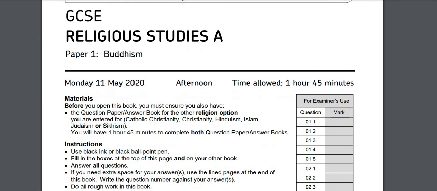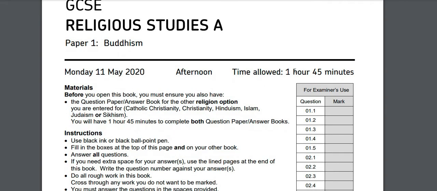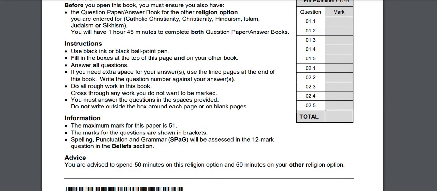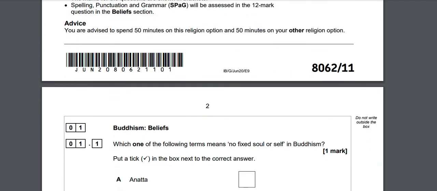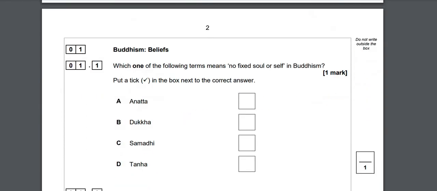You'll get two booklets, one for Buddhism, one for Christianity, and the exam is an hour and 45 minutes. In that exam you'll have 4 24 markers. And remember, we've been practicing this timing since year 9. It will be 1 mark per minute, which means that for the 12 marker, you'll have between 12 and 14 minutes.